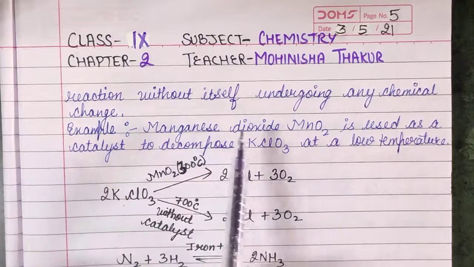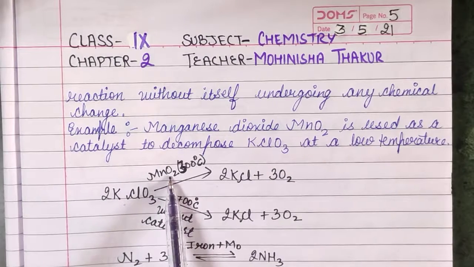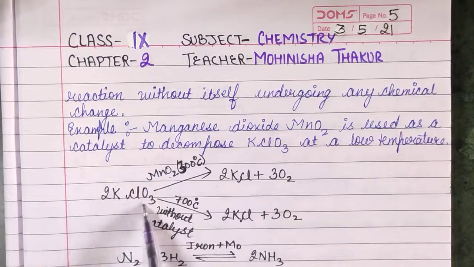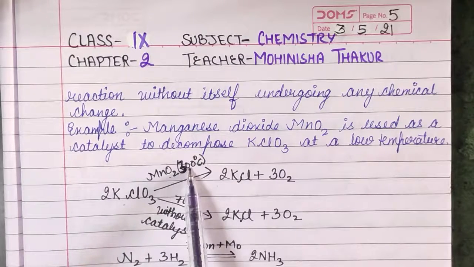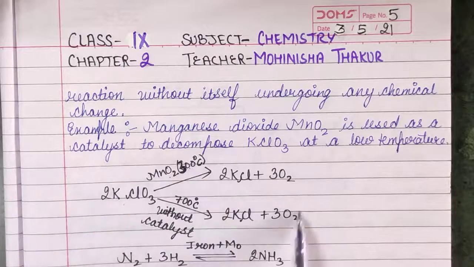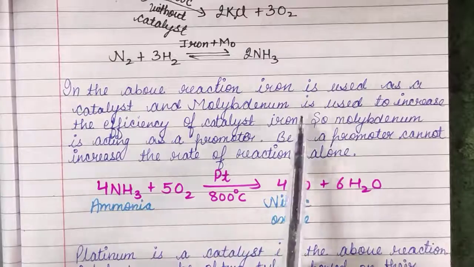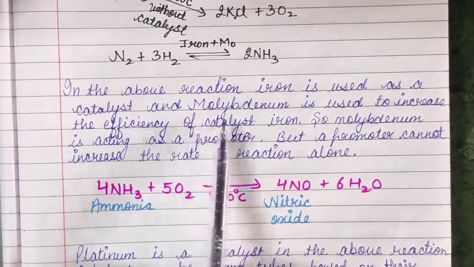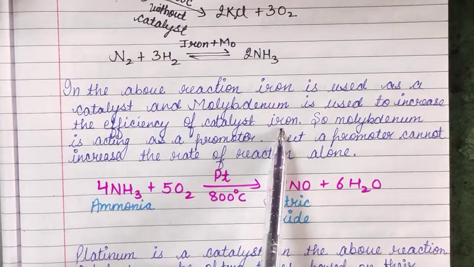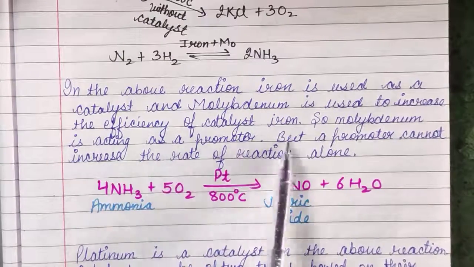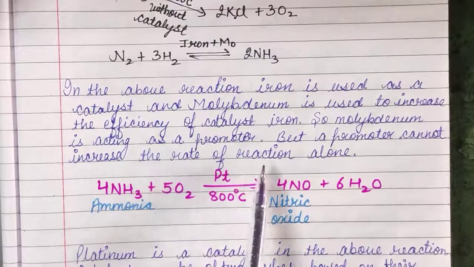Example, manganese dioxide MnO2 is used as a catalyst to decompose potassium chlorate at a low temperature, which is 300 degrees Celsius. In the above equation, iron is used as a catalyst and molybdenum is used to increase the efficiency of the catalyst iron. So molybdenum is acting as a promoter, but a promoter cannot increase the rate of reaction alone.